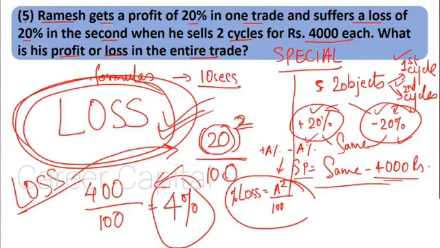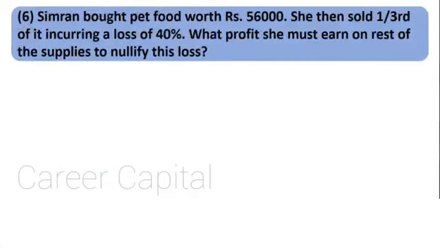Moving to question number 6. Simran bought pet food worth rupees 56,000. She then sold 1/3 of it, incurring a loss of 40%. What profit she must earn on the rest of the supplies to nullify this loss? Again, this is a very easy sum and we can solve it using just common sense. Just simple logic is needed over here and we can solve it.